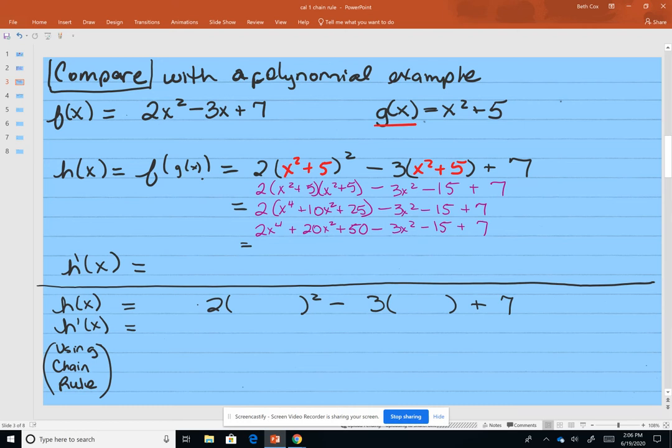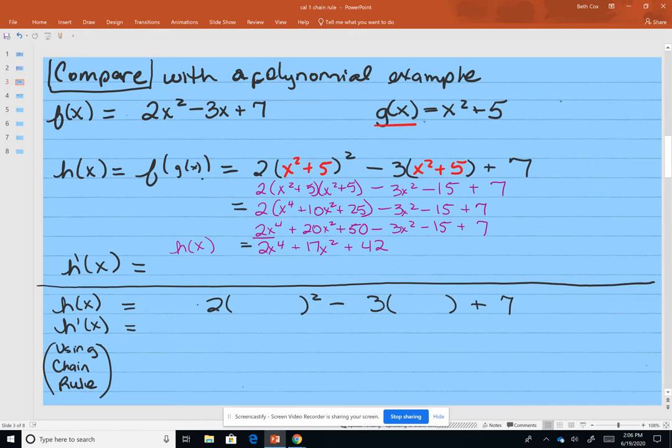Okay. So now I'm going to combine my like terms, and I'll get 2x to the 4th plus 17x to the 2nd plus 42. Now, this is h, my h of x. This is my new function that I created by doing the composition of f and g. This would be a pre-cal type problem where you had to take two polynomials and do composition with them.